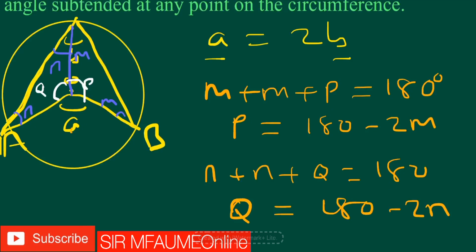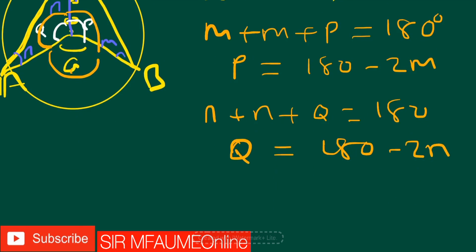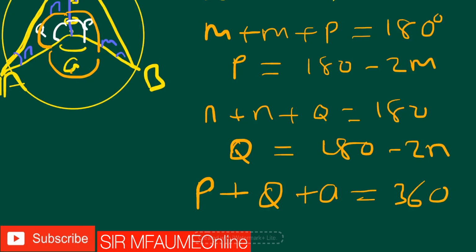But when you take this angle P plus this angle Q plus A, it is equal to 360, because that is a cycle. That means when you take P plus Q, then plus A, it must be equal to 360, because that is a cycle. Okay, but P equals to this one and Q equals to this one. Now proceed.